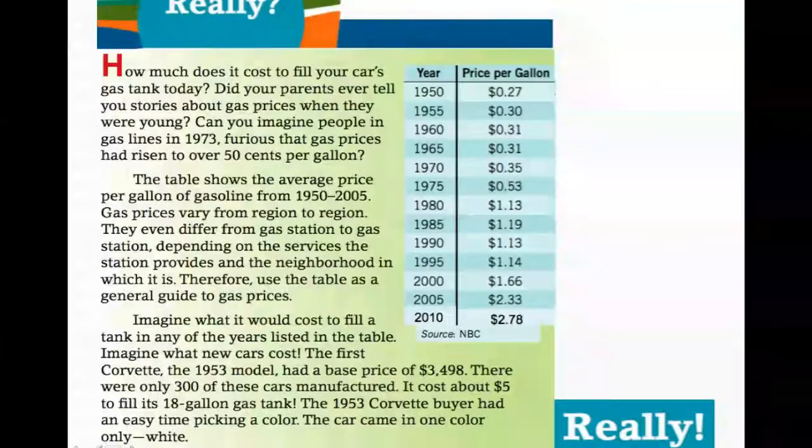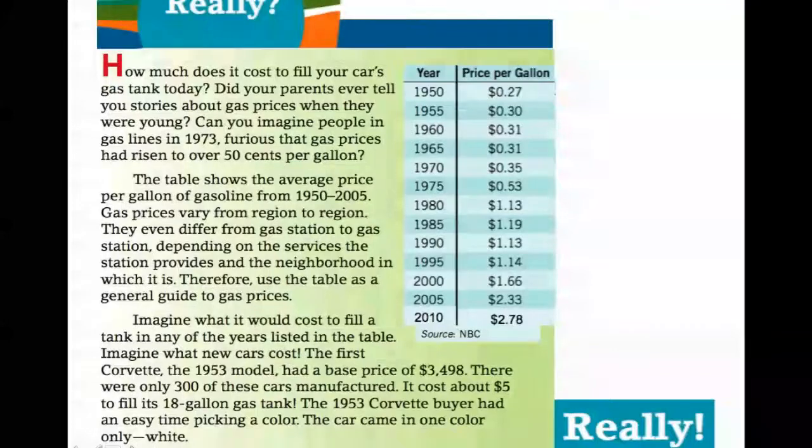Interestingly enough, there's a little bit of a blurb at the bottom here because students like some historical facts. In 1953, the Corvette had a base price of $3,498, which was very, very pricey for them. And there were only 300 of the cars manufactured, and you had nothing to worry about in terms of what color to choose because it only came in white. It would cost $5 to fill up the 18-gallon tank.